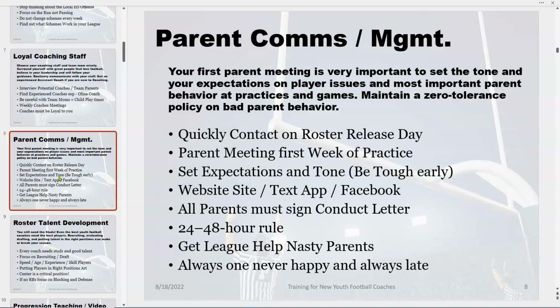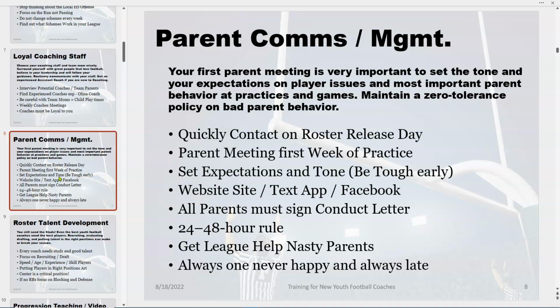The other thing I could say is be tough early, set those expectations with everybody and your tone, because if you're easy at first, you just get taken advantage of. I know now why my high school coaches were tough, because they just want to make sure that no one's going to try to get away with anything, because parents will. They've just become difficult to manage.